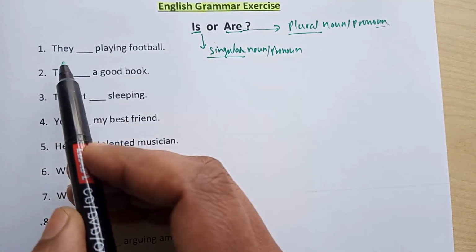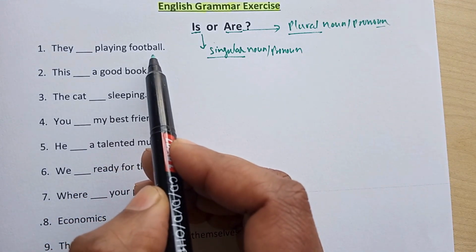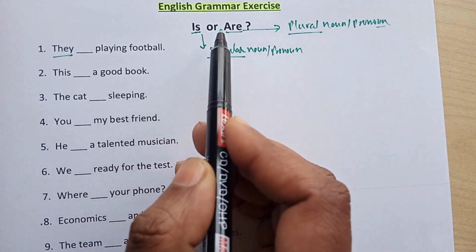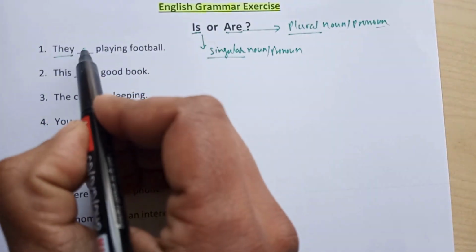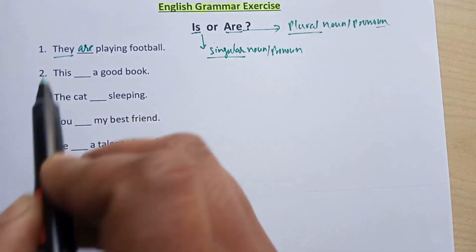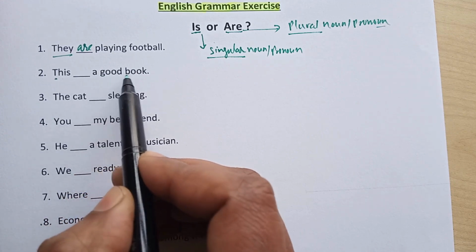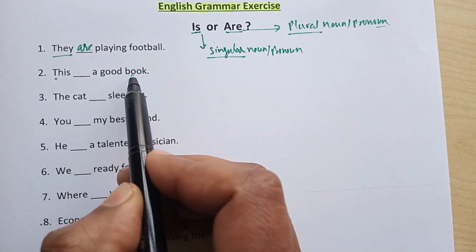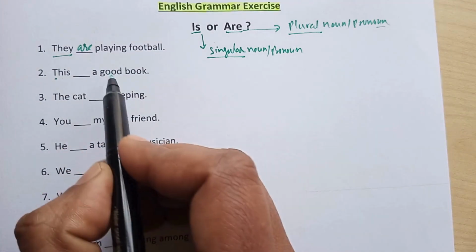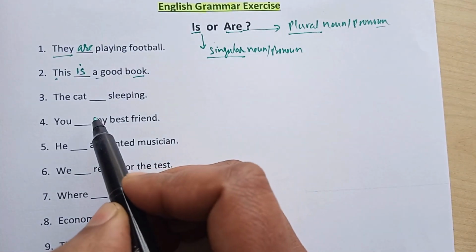So let's take an example here. They blank playing football. So "they" is what? "They" is a plural noun. So what do we use here? They are. Okay. This blank is a good book, right? So we are talking about a single book, right? So we'll be using "this is".